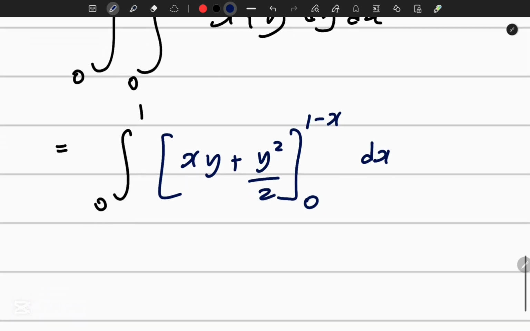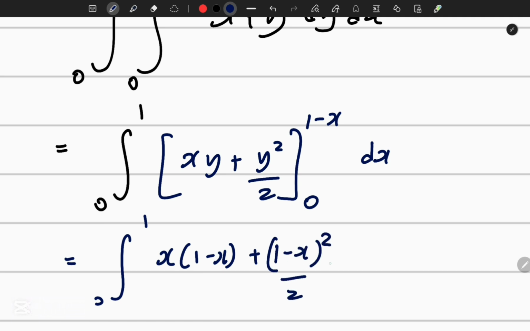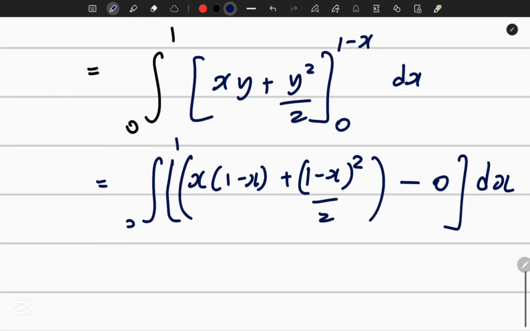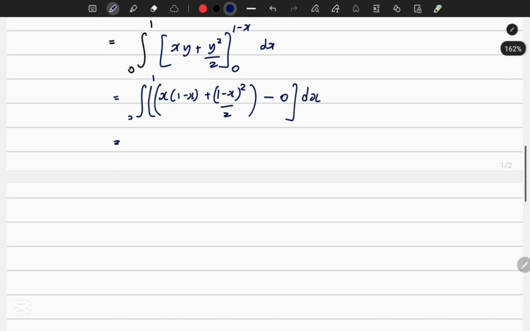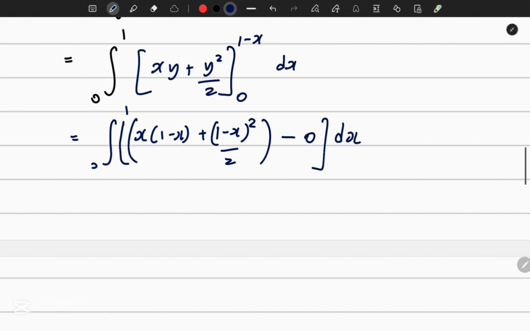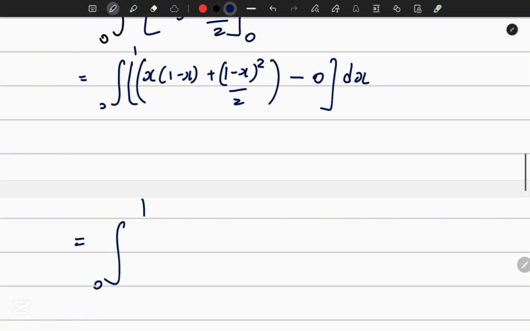Now I have to integrate with respect to x. So I will plug these limits here: x times 1 minus x, plus 1 minus x squared over 2, minus 0, dx. Let's simplify this. I will write in the next page. So 0 to 1, x times 1 minus x plus 1 minus x squared over 2 dx.